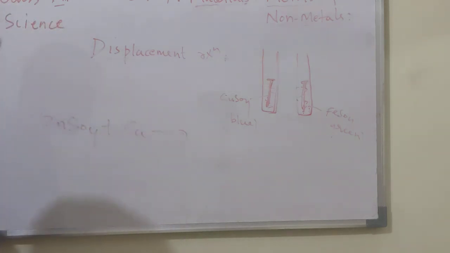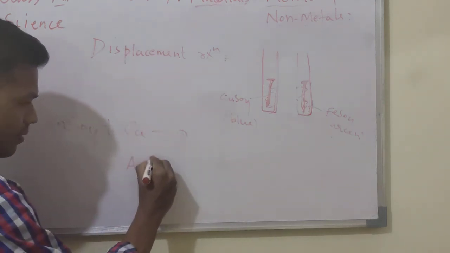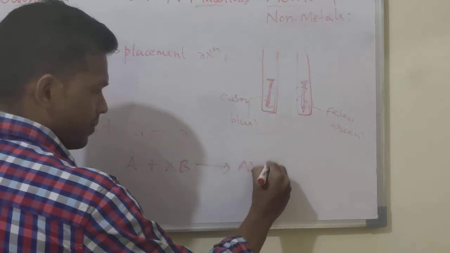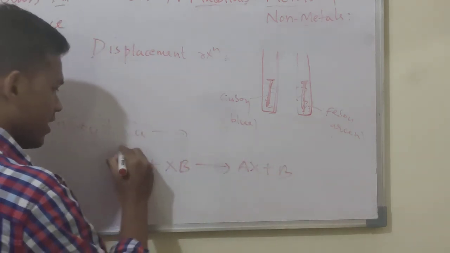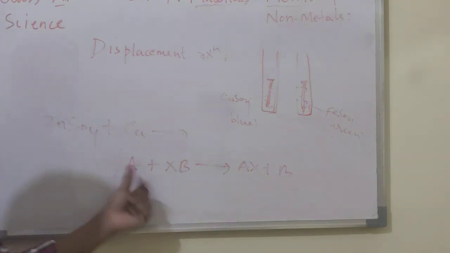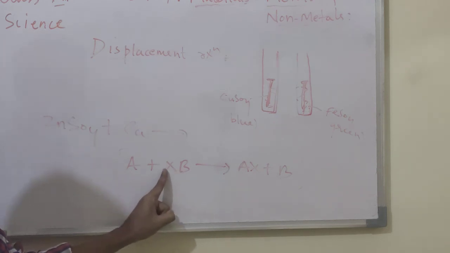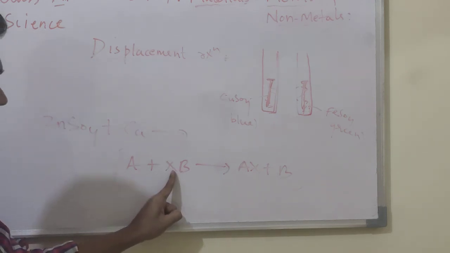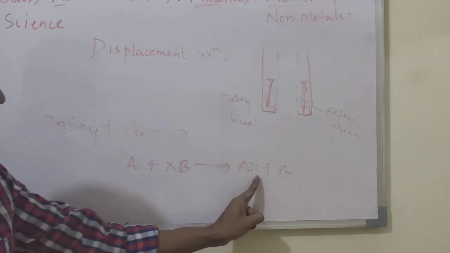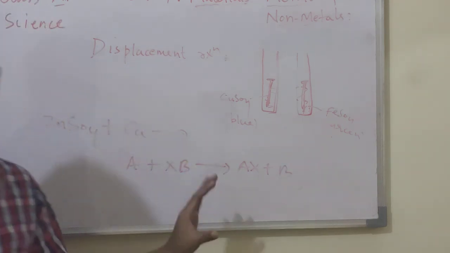So the general equation for displacement can be written like this: A plus XB gives AX plus B. This is the general formula. Here A is the more reactive metal, and X is the less reactive metal. So A is displacing X. A combines to form a compound and B is separated. This is our general formula of a displacement reaction.